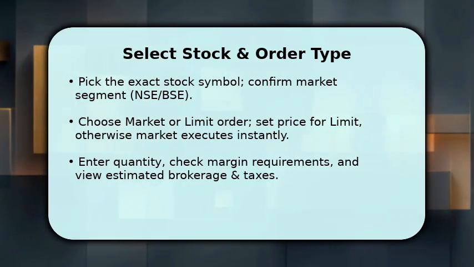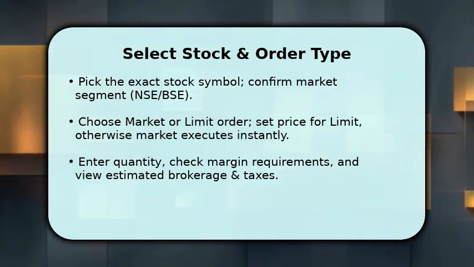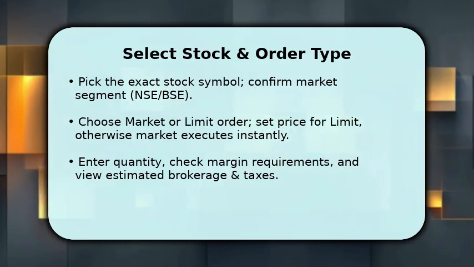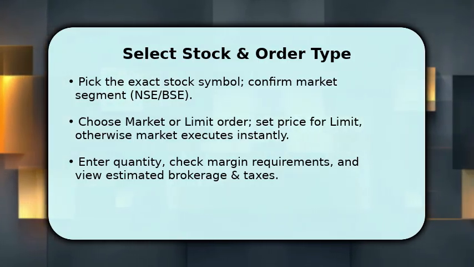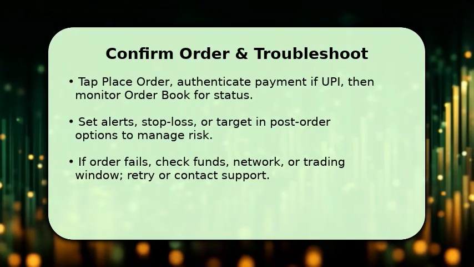Pause to review. If margin shortfall appears, add funds or reduce quantity. Use the preview button to confirm total debit. Then proceed to place the order. After previewing, tap place order and complete any authentication. UPI approvals or OTPs happen fast.